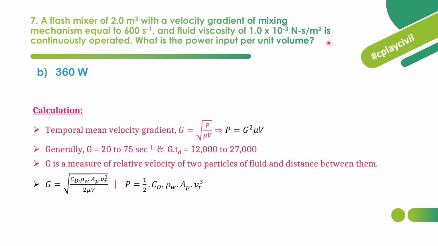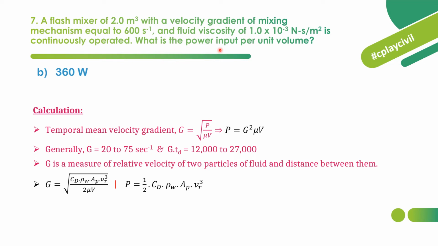Let's see the formula. The temporal mean velocity gradient, given by capital G, is equal to root of P by mu into V, or we can simply say P is equal to G square mu V. So P is the power that we have to find in this case. G is the velocity gradient given as 600 per second, and mu is the dynamic viscosity. We should be careful about the viscosity value, whether it is dynamic or kinematic. Kinematic viscosity will be applied for Stokes law, but here we are using the dynamic viscosity given in Newton second per meter square. Here we have 10 power minus 3, and V, capital V, is the volume, which is 2 meter cube.